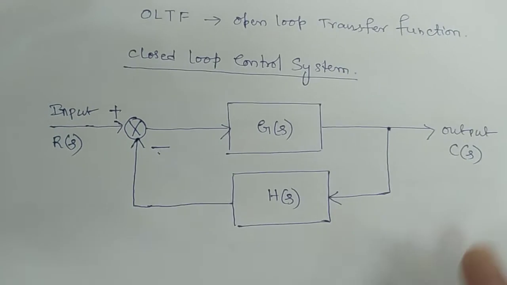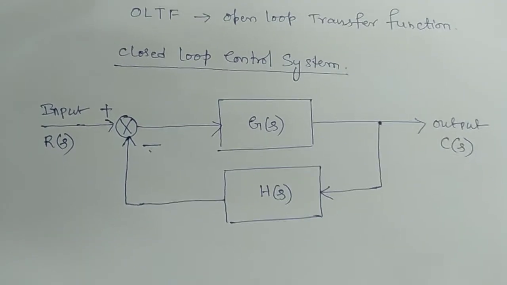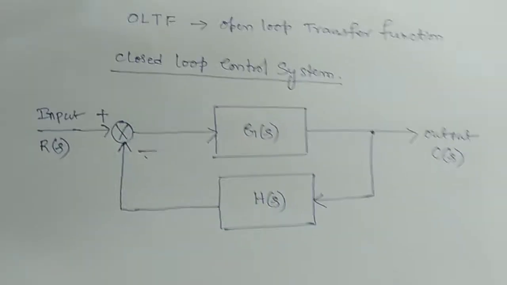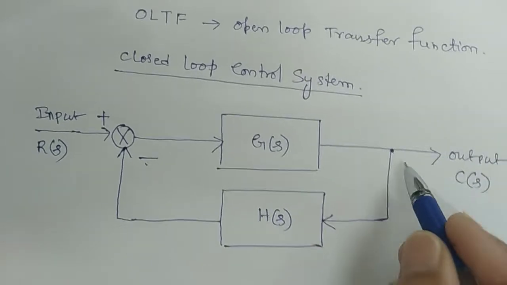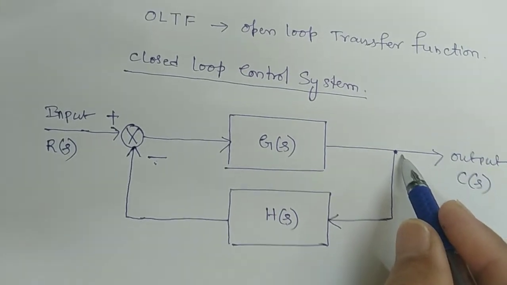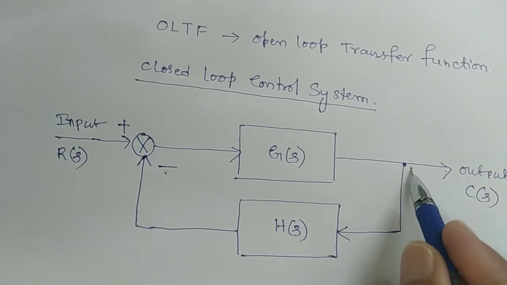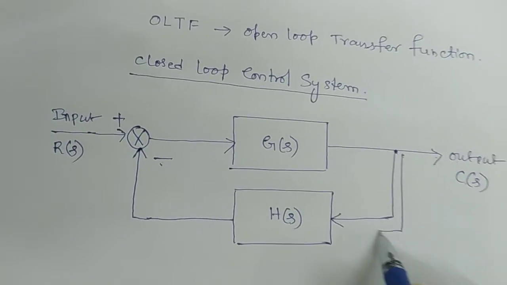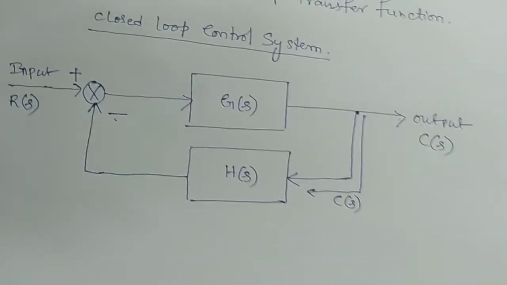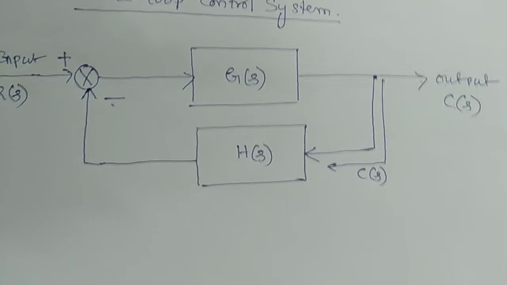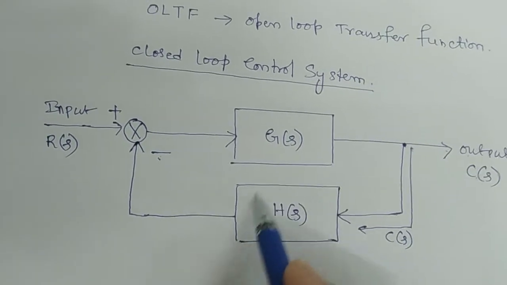Now the relation between C of s and R of s: what is the ratio C of s by R of s? We have to find it out. As I explained in the last lecture, in the same way, part of the output is nothing but C of s only. You feed this C of s through the feedback element.